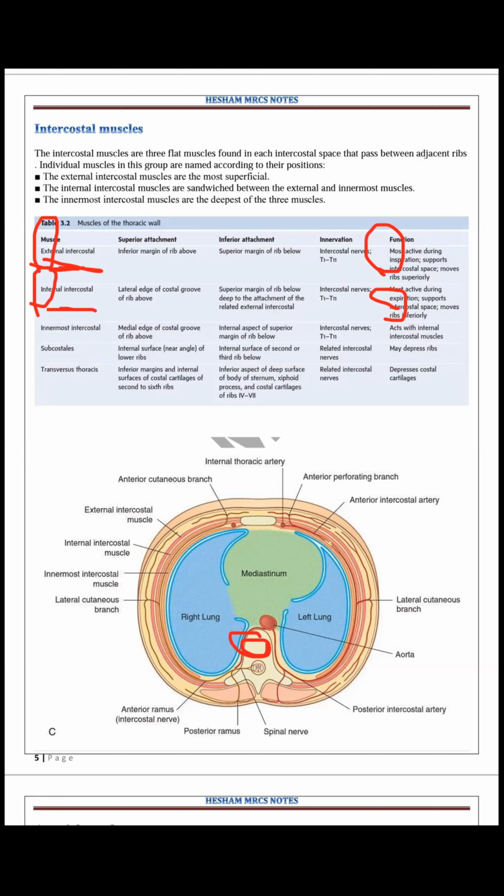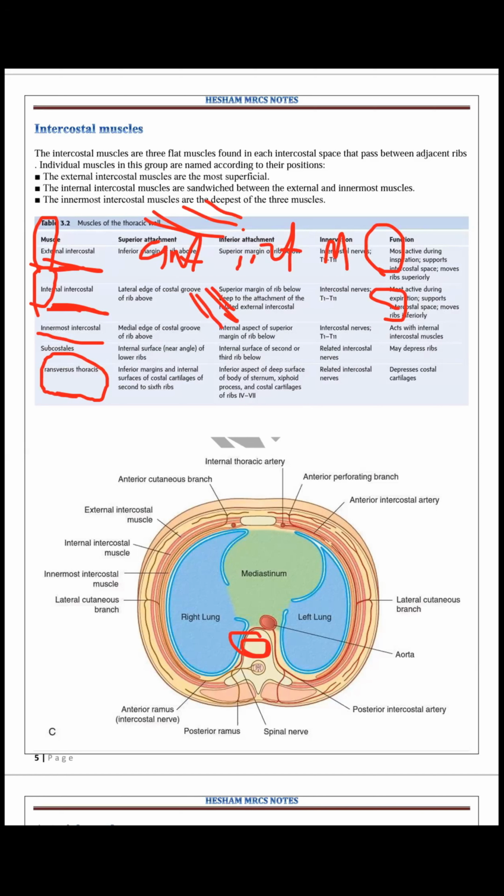External intercostal fibers pass downward, forward, and medially from the rib above to the rib below, and continue anteriorly as the anterior intercostal membrane, while the internal intercostal passes from the rib above to the rib below, downward, backwards, and laterally. Here is the external, downward, forward, and medially, and here is downward, backward, and laterally. This is responsible for expiration, while of the innermost, the three muscles, the most important is the transversus thoracis.